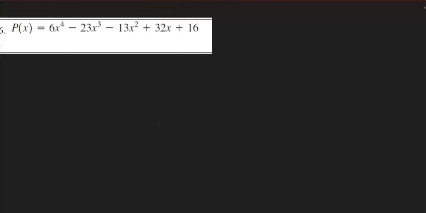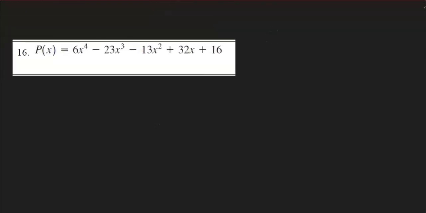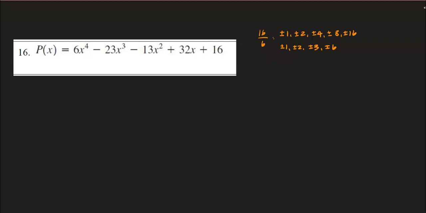Number 16. So it is going to be 16/6, plus or minus 1, plus or minus 2. 3 doesn't work. Plus or minus 4, plus or minus 8, plus or minus 16, plus or minus 1, plus or minus 2, plus or minus 3, plus or minus 6. Wow, we're going to have some fun with this, huh? Okay, so let's go ahead and set it up. We have a 6, -23, -13, 32, and 16.